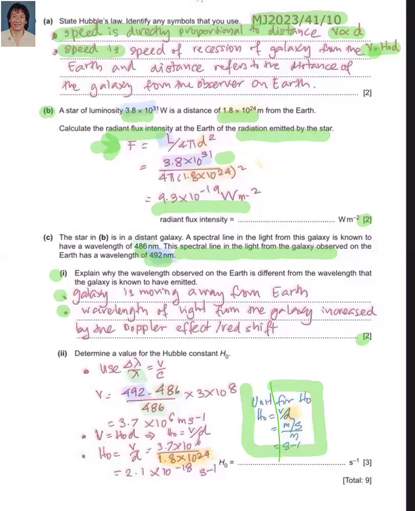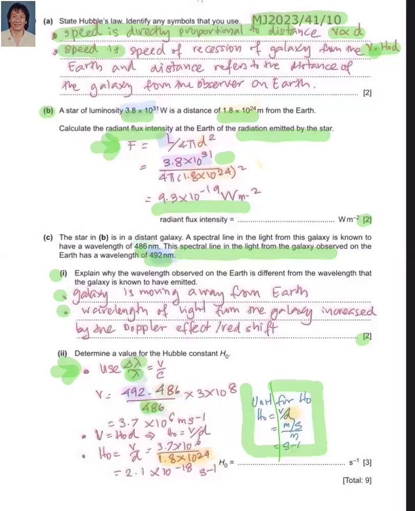And we use this formula to find the velocity of the star: delta lambda divided by lambda equals V over c. V is the velocity of the star, and delta lambda is the change in wavelength, which is 492 minus 486. Then lambda is the wavelength of the same spectral line on Earth, which is 486. So you can calculate your V as 3.7 times 10 power 6 meters per second.